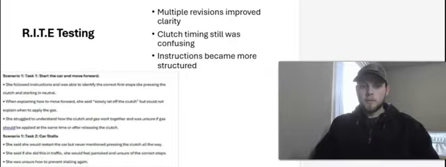Through multiple rounds of user testing, I was able to improve my instruction set step by step. Each round of feedback showed me different issues, but one thing that kept coming up as confusing was clutch timing. So I went back and revised the instructions to make them more logical, slower, and easier to follow. Over time, the instructions became a lot more structured and user-friendly. This is a picture of actual scenarios and tasks I had them do.